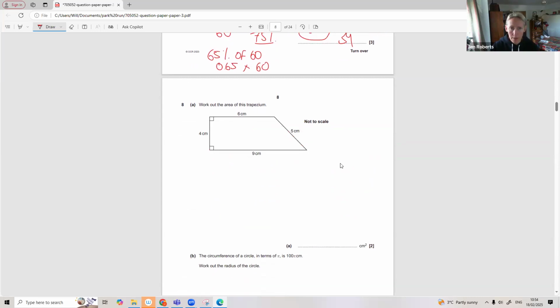Work out the area of this trapezium. Most exam boards do give this formula. Half A plus B, where A and B are parallel sides, times height. So these are the A and the B because they're parallel. So it's half 6 plus 9. Your height is how tall the shape is, which is 4. So 6 plus 9 is 15. It's half times 15 times 4. Put that straight into your calculator. If you can use your fraction button, if not, use 0.5. Gives you 30 centimetres squared.